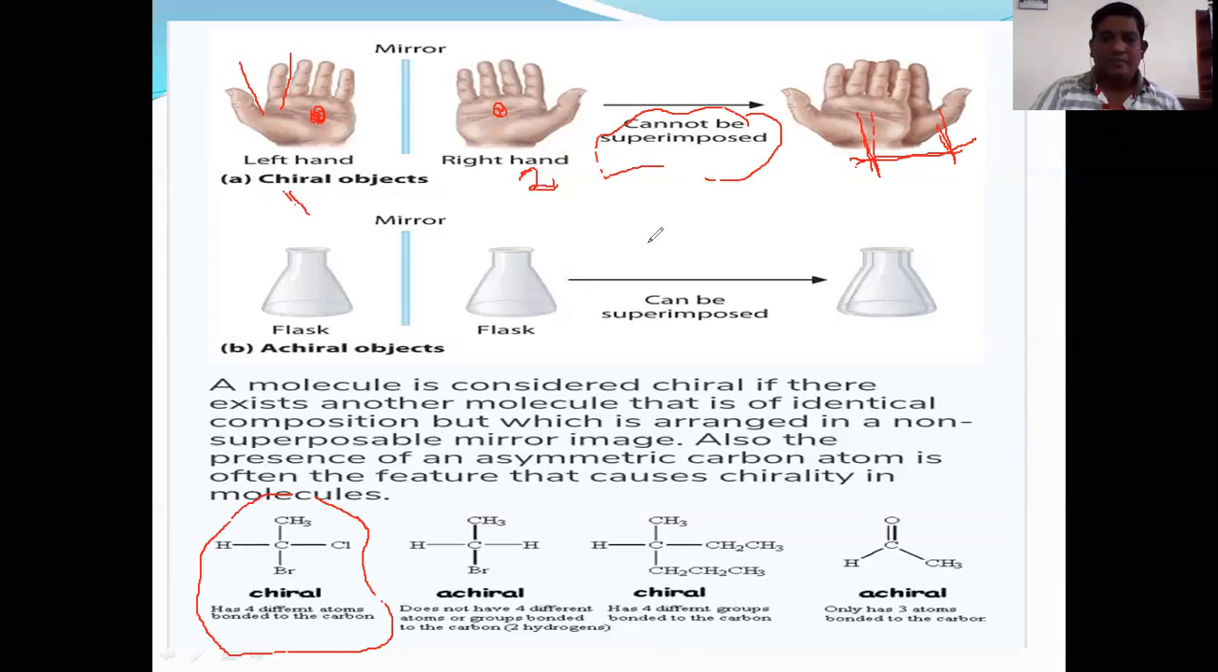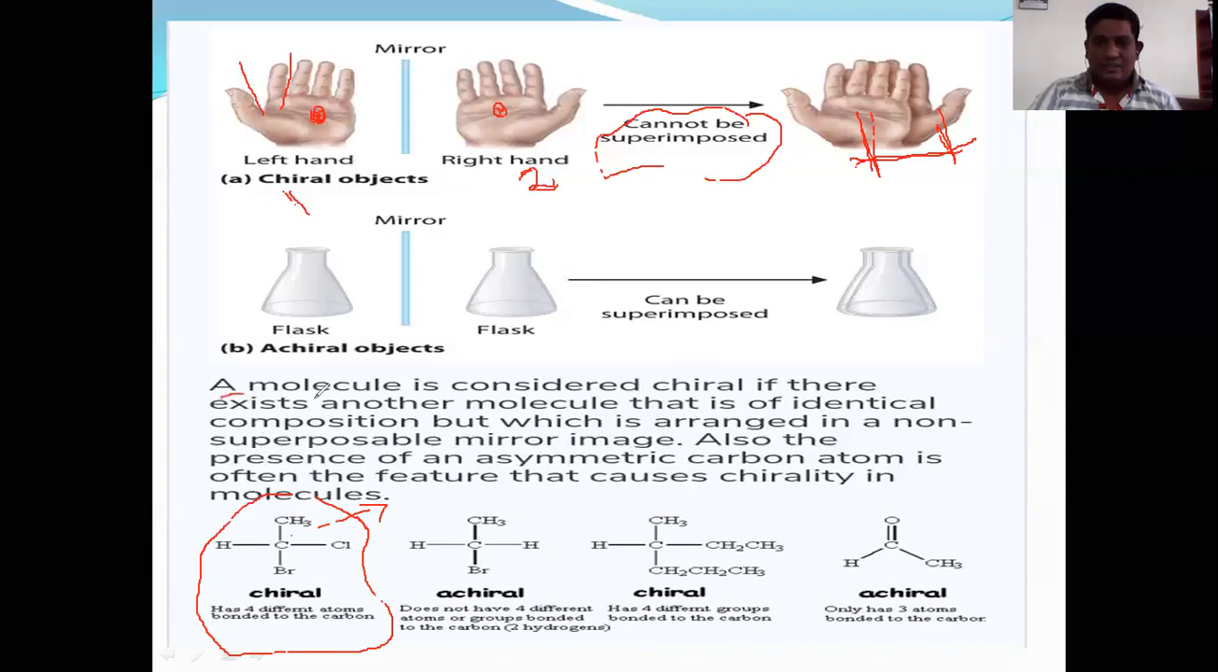Okay. For a chiral molecule, the first condition is that it must contain a chiral center. The second condition is that it should have mirror images. The third condition is that the two isomers are non-superimposable. I'm repeating: the two isomers are known to be non-superimposable. Now let me give a conclusion here.